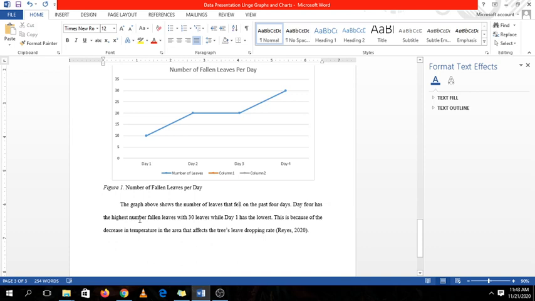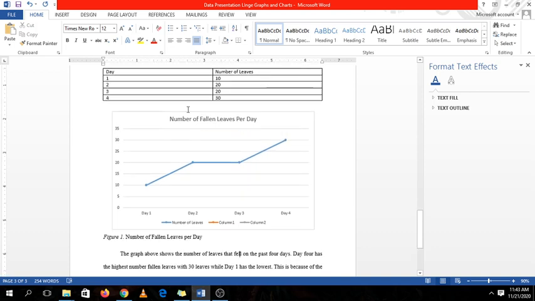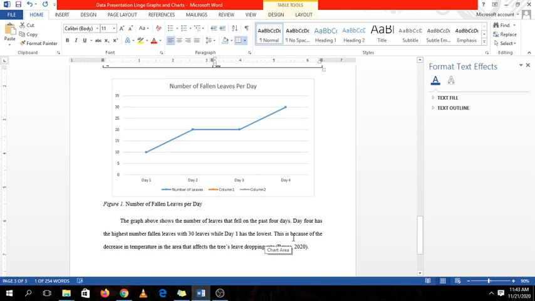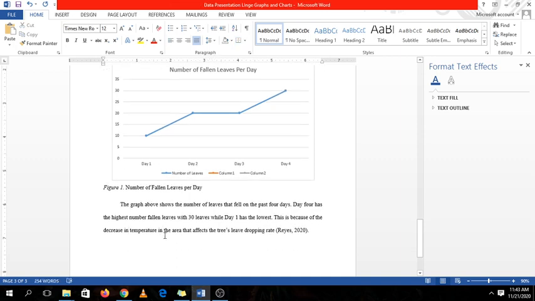So day 4 has the highest number of fallen leaves with 30 leaves. So 30 na siya because 30 ang atong day 4. Well, day 1 is the lowest. This is because of the decrease in temperature in the area that affects the tree's leaf dropping rate. Then you cite another title and you cite another study. Then you include the author's last name and the year it was published.